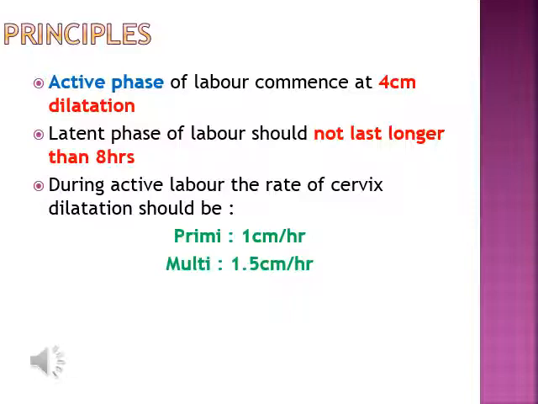During the active labor, the cervical dilatation should be like this. In a primigravida, in the active phase, the dilatation will be 1 centimeter per hour. In an hour, the cervix will dilate 1 centimeter in the case of a primigravida, and in a multigravida mother, there will be a little bit of increase, that is 1.5 centimeters per hour cervical dilatation.